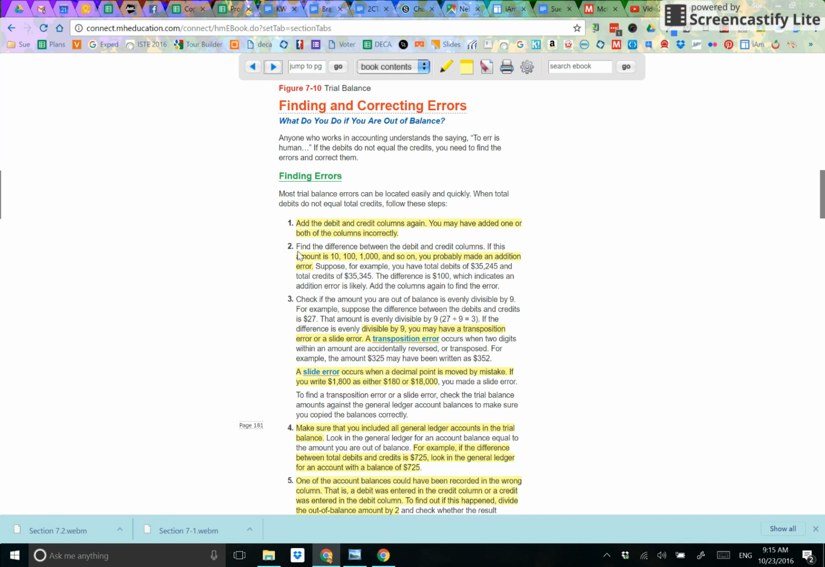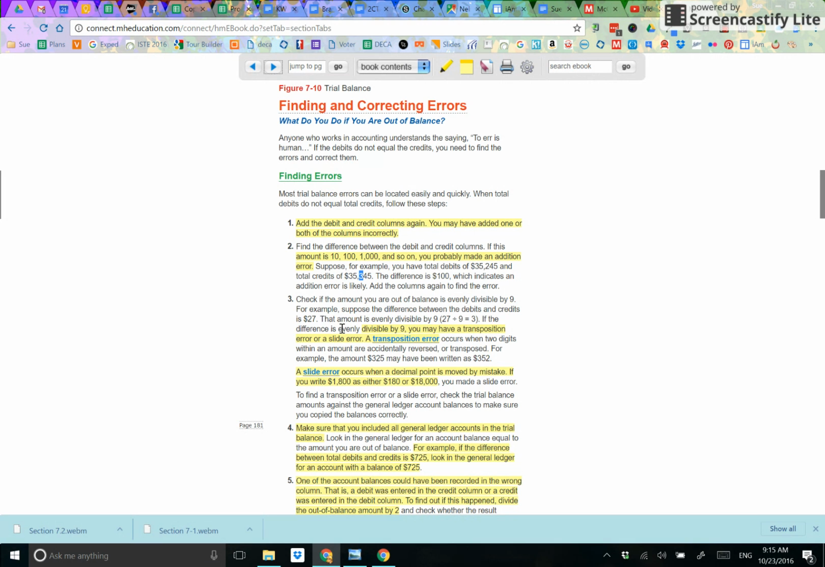Is the difference between the debits and credits like 10, 100, 1,000, or so on? That's caused sometimes just by moving the numbers over and you're off by a number. So that could happen quite easily.